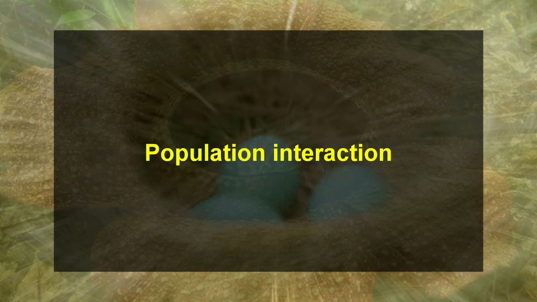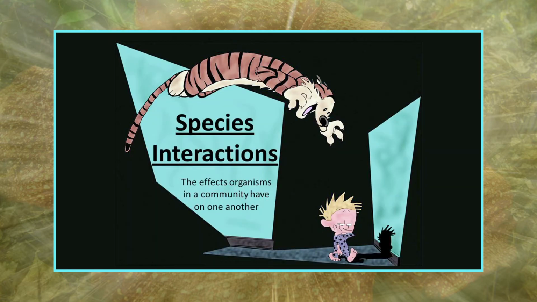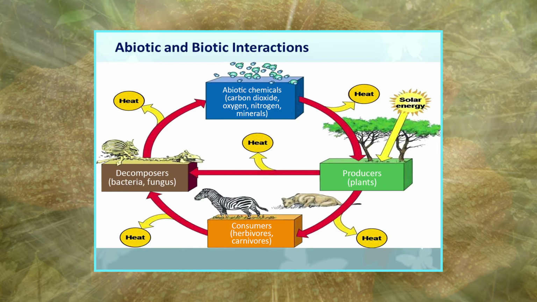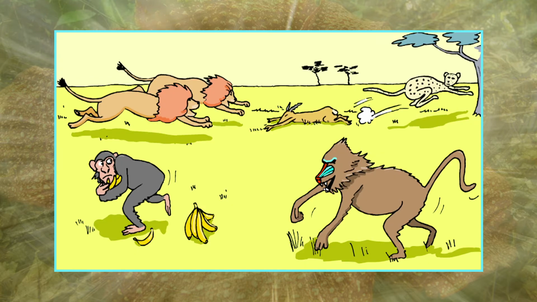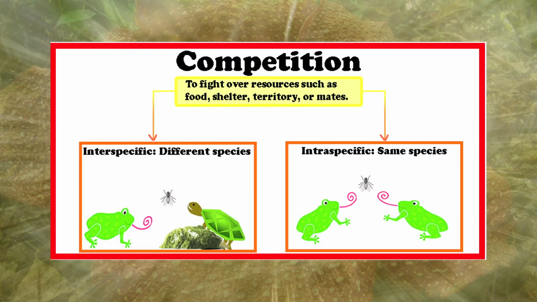First of all, we will start with what we mean by population interaction. Population interaction refers to the effects that organisms in a community have on each other. Since all living organisms in an ecosystem are interdependent, the associations existing between them influence their survival and the functioning of the ecosystem as a whole. Interaction can either be within a single species, known as intraspecific interaction, or between different species, known as interspecific interaction.